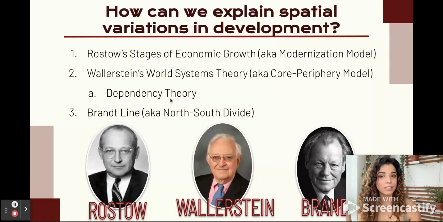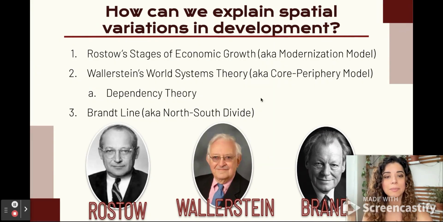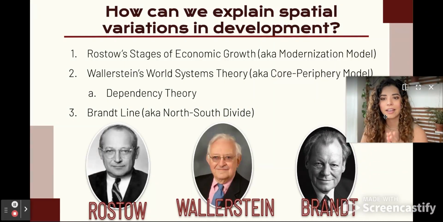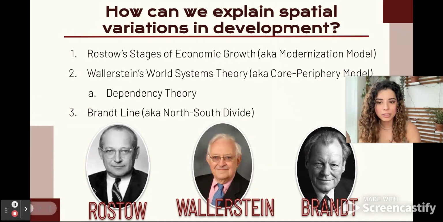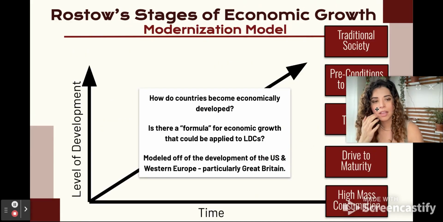We're going to start with Rostow and his stages of economic growth. This is also called the modernization model. Then we're going to move into Wallerstein's world system theory, which includes the core periphery model, which should be pretty familiar to you guys at this point, and then dependency theory, and then finally the Brandt line or the north-south divide. These are all these guys here. We're starting off with Rostow for today.